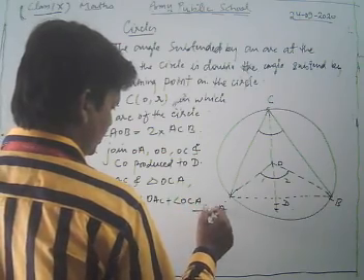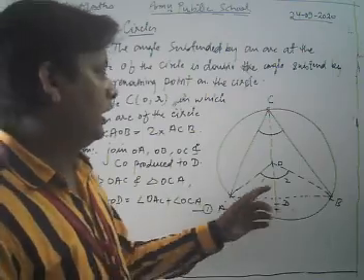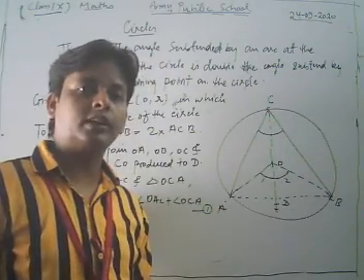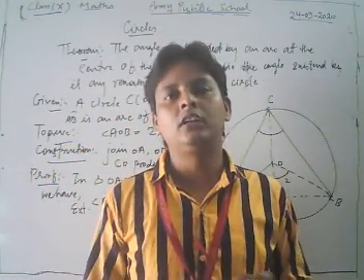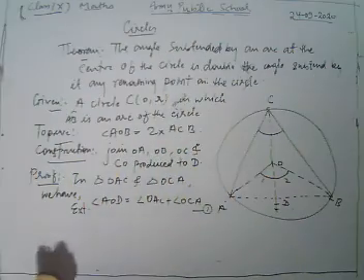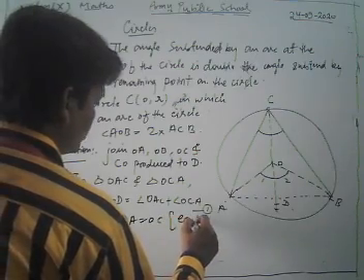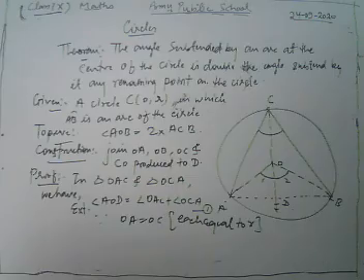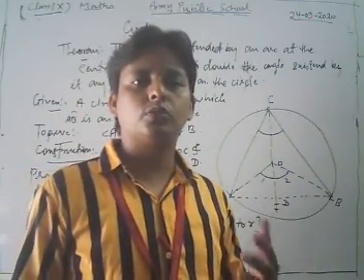Take this as equation number 1. Now look, in that triangle OA is equal to OC, which is equal to R. If OA is equal to OC, then you know the theorem that angles opposite to equal sides are also equal. Since OA is equal to OC, because each is equal to R, the angles opposite to equal sides are also equal.